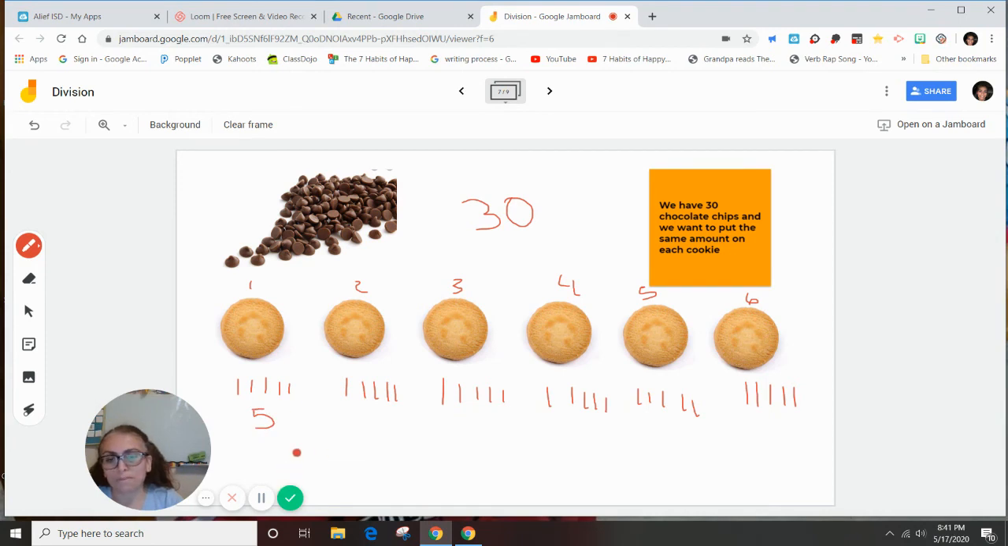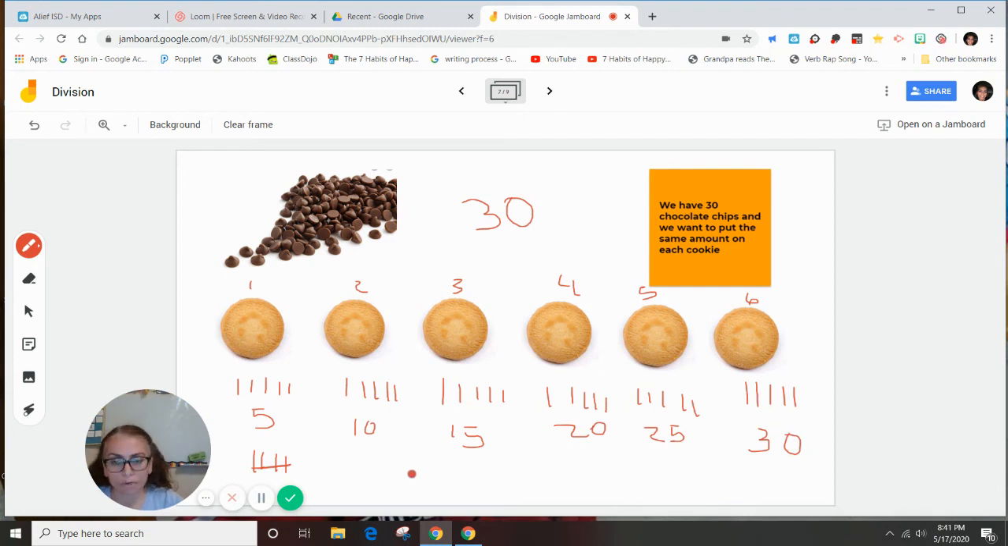And I could have done it by counting my tally marks like this. I just wanted to mark exactly what we have. So I can skip count by 5s: 5, 10, 15, 20, 25. I need to get better at writing numbers here. I'm doing this because this is hard. And 30. So I have my 30.